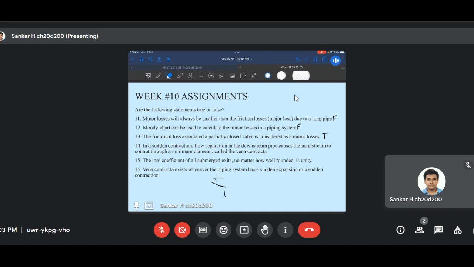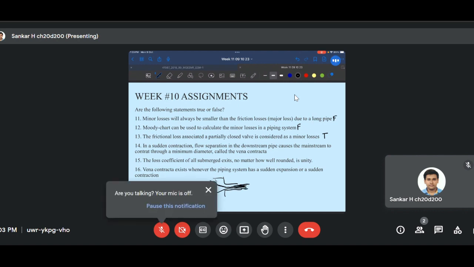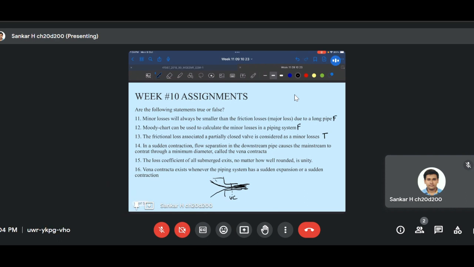Let me just redraw this. If there's a sudden contraction, the point of minimum separation will be at a point after the flow has separated, and this is called the vena contracta. So this statement is true.